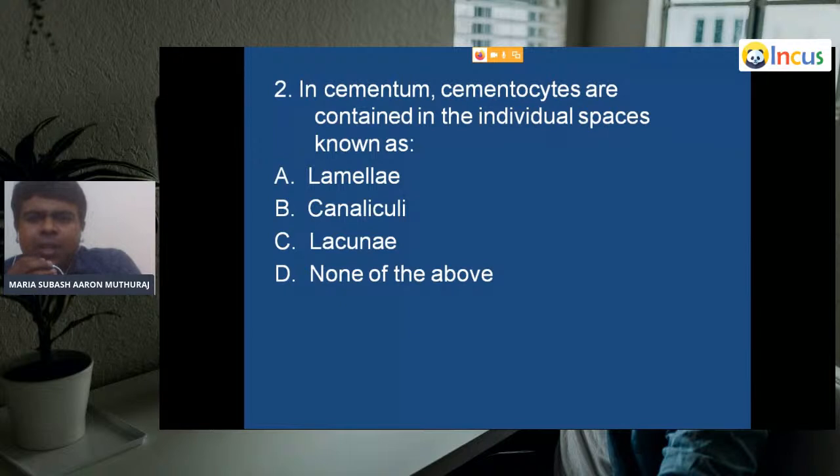The question is, in cementum, cementocytes are contained in individual spaces known as, it should not be lamellae, and it won't be canaliculae either. It must be lacunae, because the cells are contained in spaces. Canaliculae is just a connection between the lacunae. Therefore, the answer should be C.